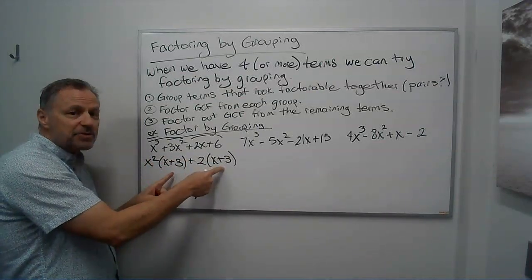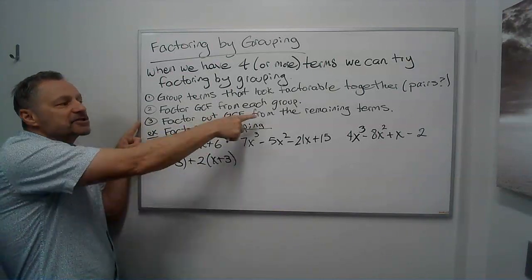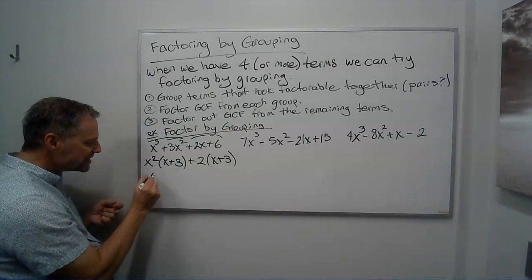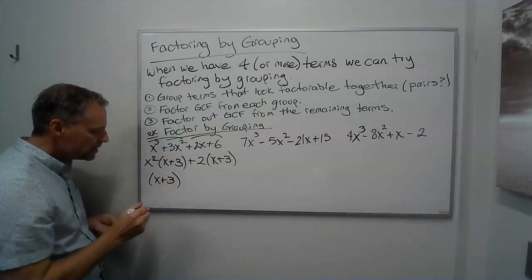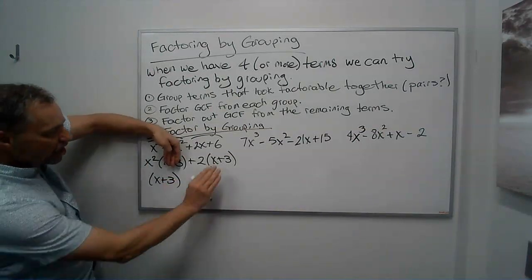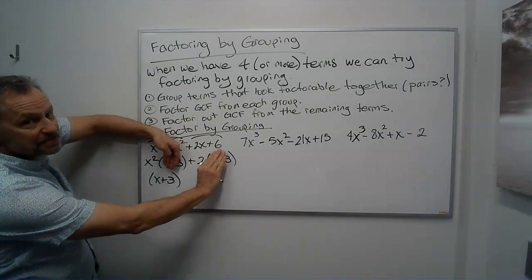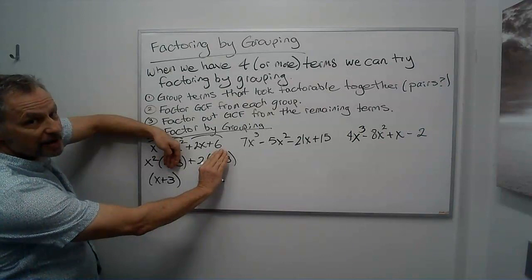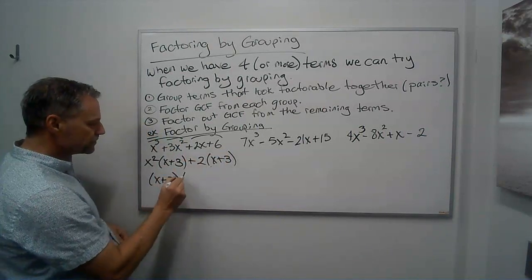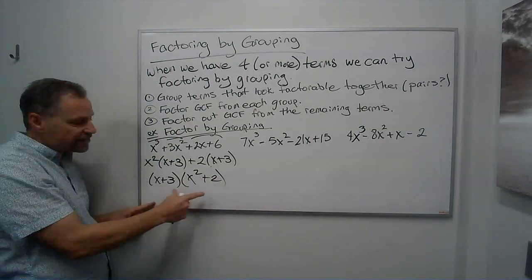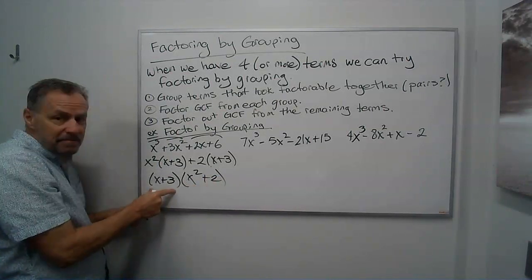Notice that x plus 3 is what I call the greatest common factor from the remaining term. So I'm going to pull the x plus 3 out to the outside. And so think, that's gone there and it's gone there. And all I have left is that x squared plus 2. That's my remaining term. That's what I'm talking about. This is my remaining terms. That's fully factored because this can't be factored. That can't be factored nicely.